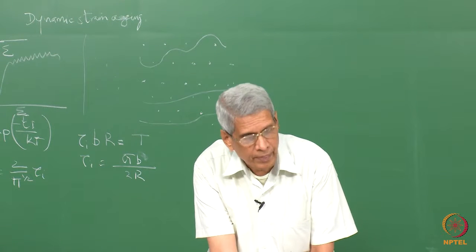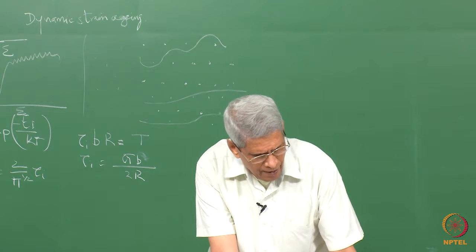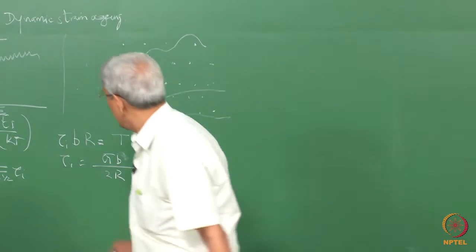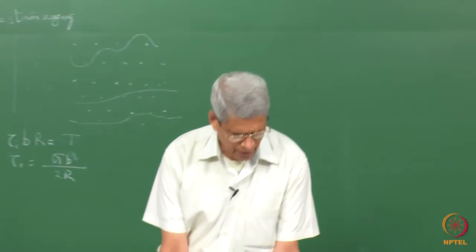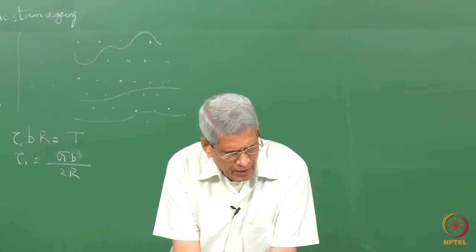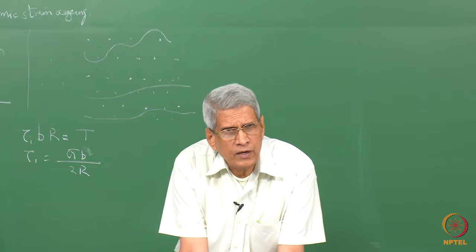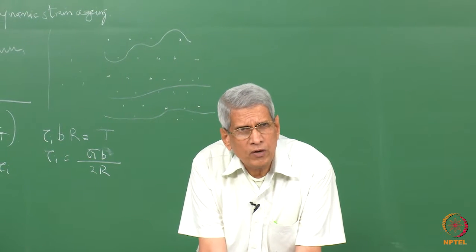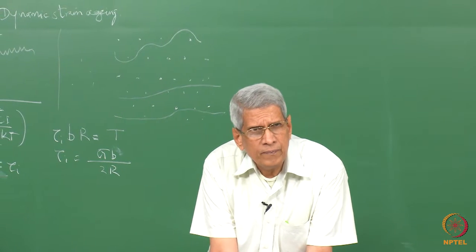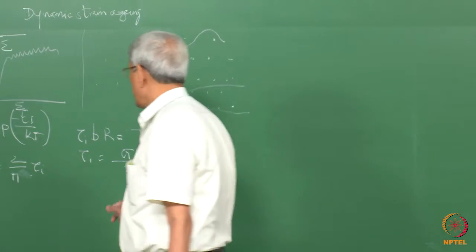Is it clear? No, I think here it is 2 by pi only, okay. This also we can calculate, what it is going to be. Another, okay, this tells us what will be there. Then there are some more factors which we have to consider.